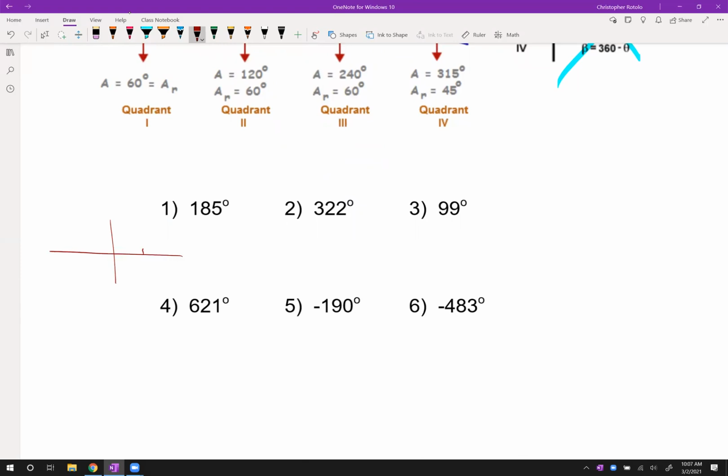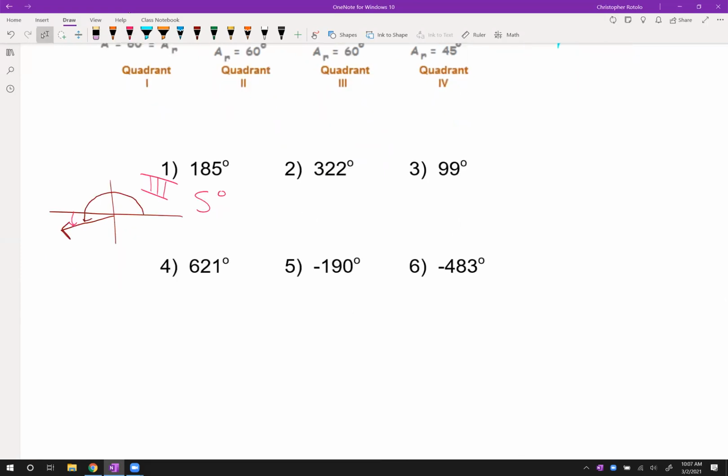Okay, 185 degrees, so 90, 180. Okay, so that means we just made it past our 180. Okay, so our reference angle is only based on how far off of there we are. So 5 degrees, and we're in quadrant 3. Okay, 621. All right, well, let's get rid of 360 of those degrees. So that's going to put me at 261 degrees.